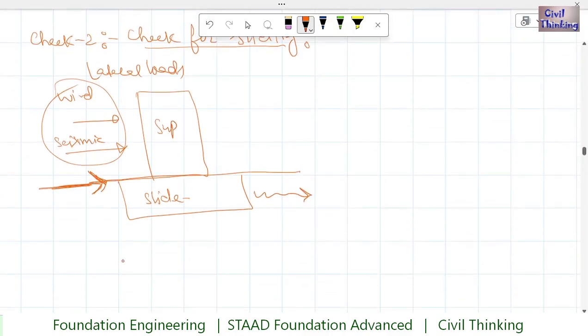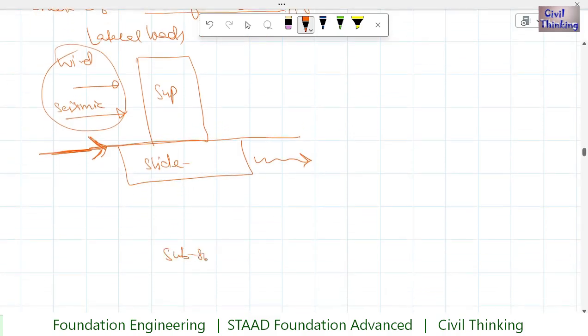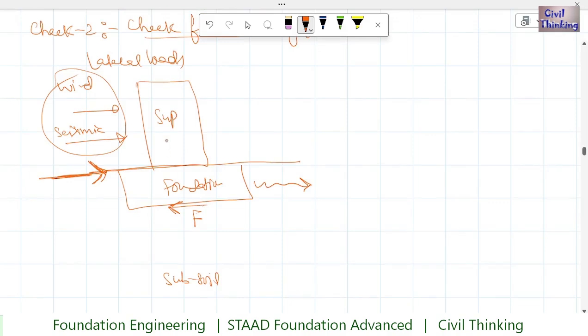So what is holding it? This is the subsoil, right? But what is preventing the slide? It is this friction force between the subsoil and the foundation, right? This is the foundation. So this friction force should be enough to resist these lateral loads. So what is the value of friction force? Now we know the friction force depends on the normal load. For example, this is P, and I told you there is P plus PA basically, because there are additional loads.